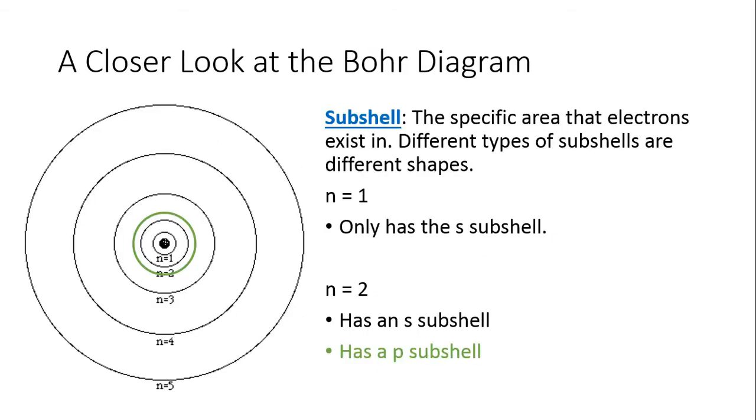When we really look at the Bohr diagram, we see subshells. Subshells, or sublevels, are specific areas that electrons exist in. Different types of subshells are different shapes. In our first energy level, n equals 1, there is only one subshell. We call that the s subshell. In our n equals 2 energy level, we have the s subshell and a p subshell.